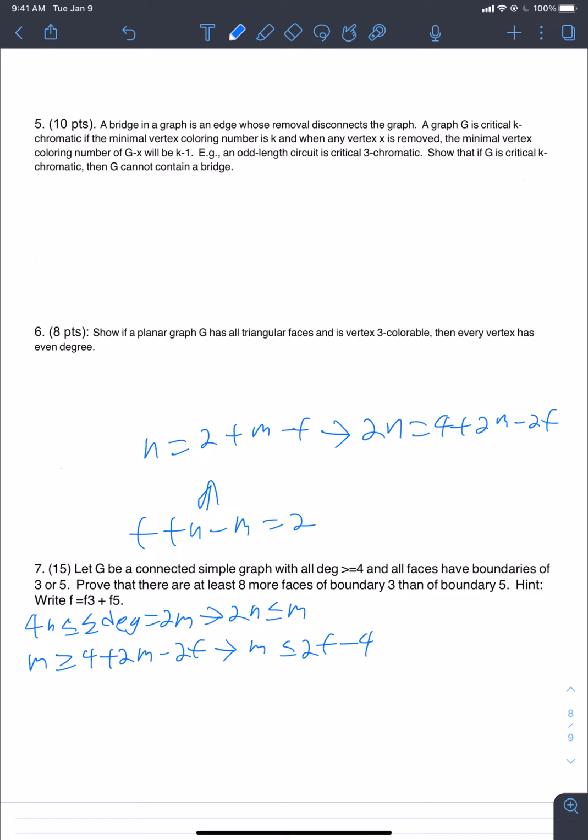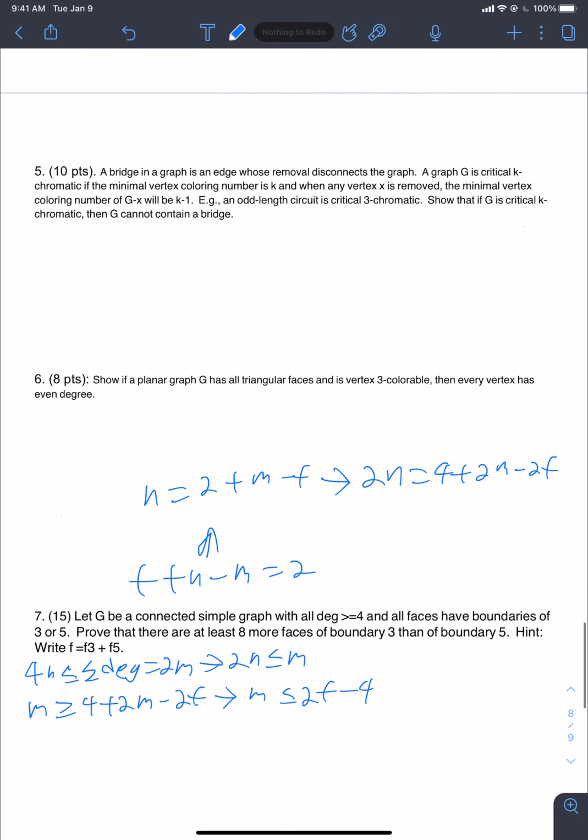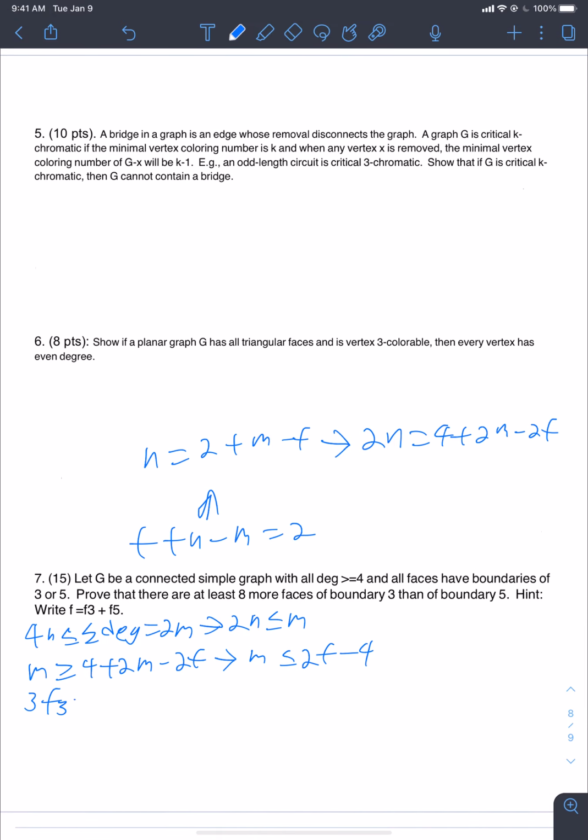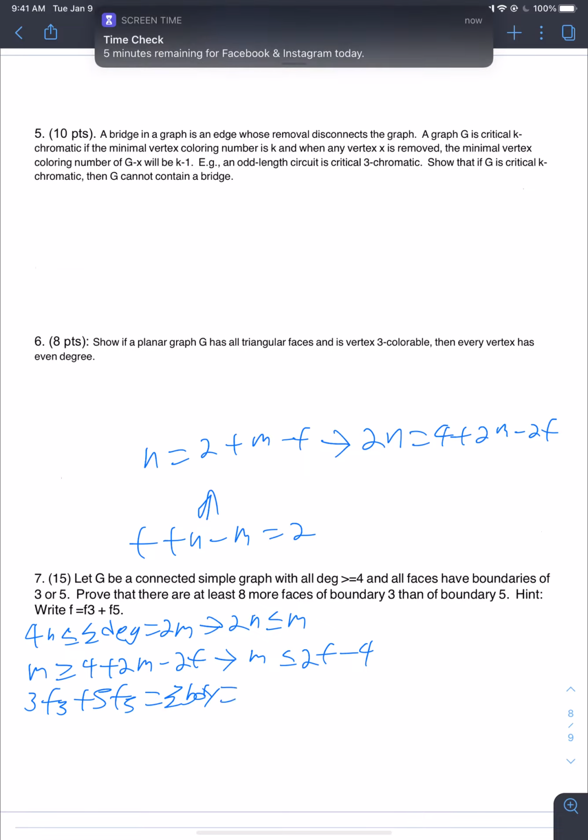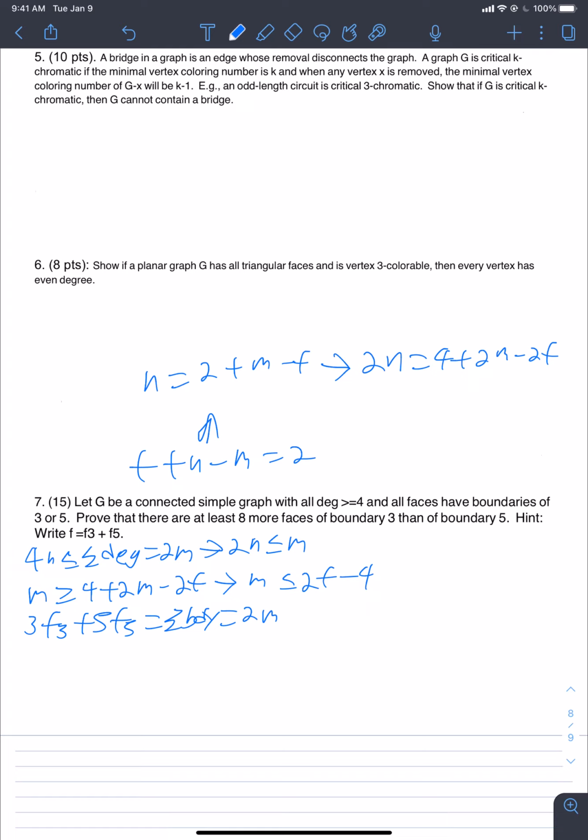We also know the sum of the boundaries, because the faces have either 3 or 5: 3f3 plus 5f5 is equal to the sum of the boundaries, which is equal to 2m. Then we can combine that with this formula, which bounds 2m, so 2m is less than or equal to 4f minus 8.